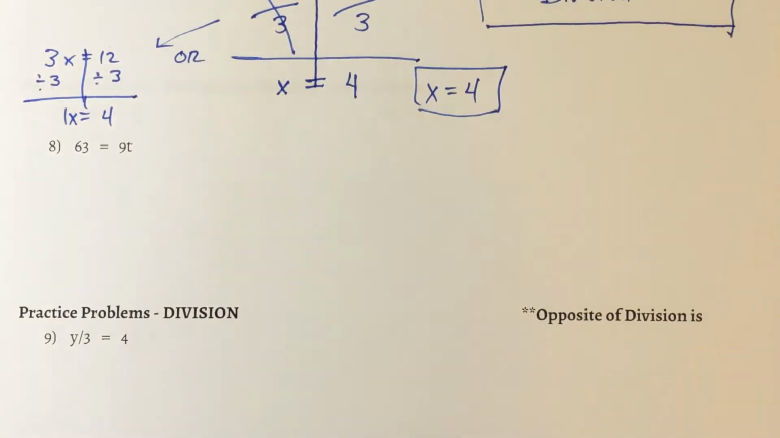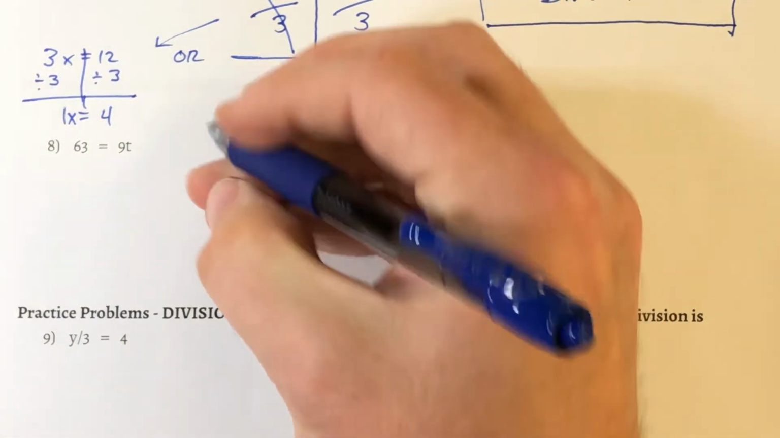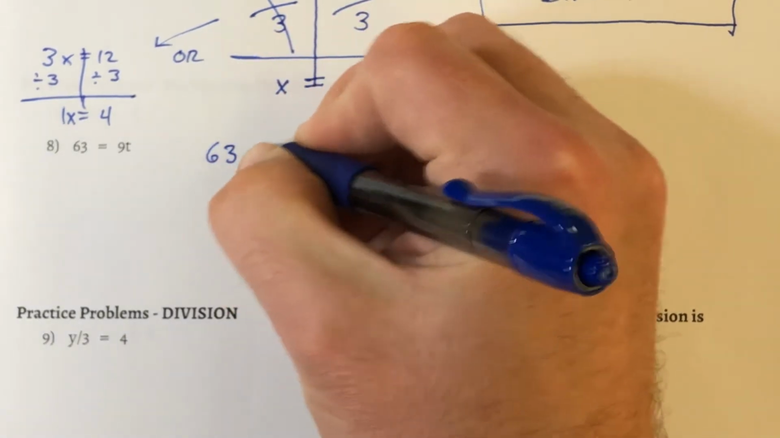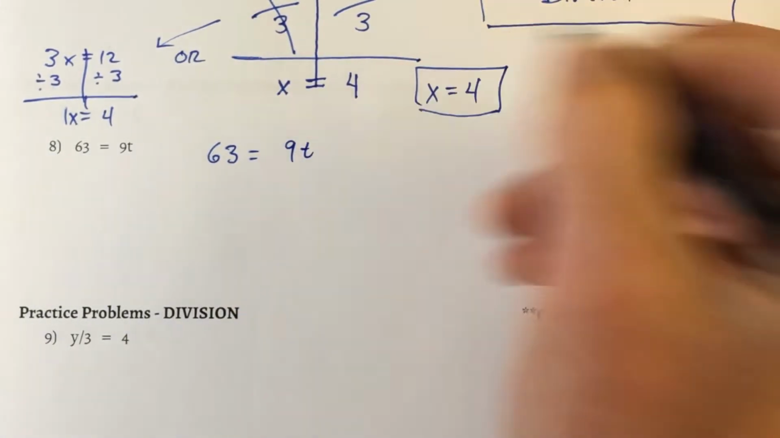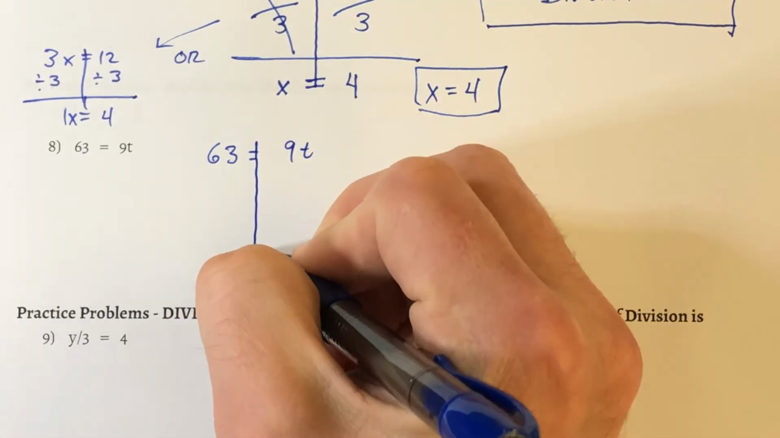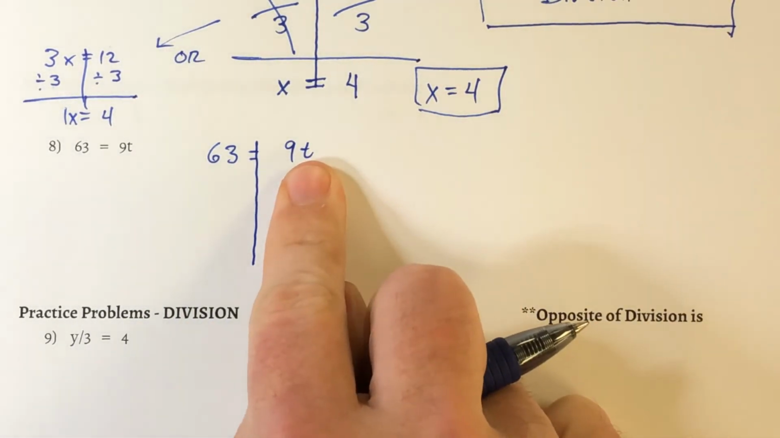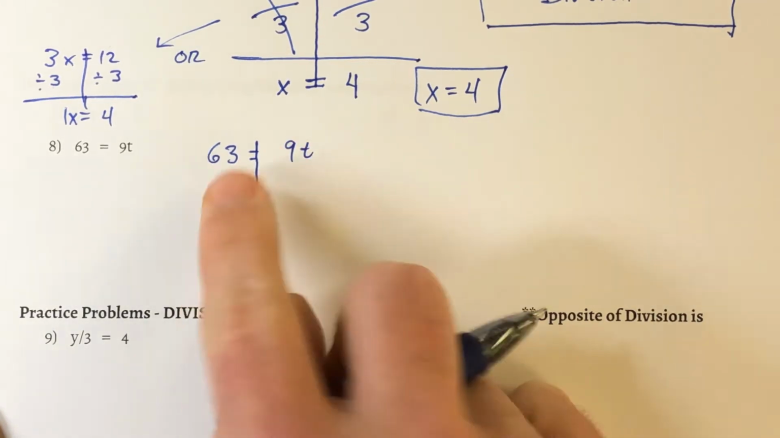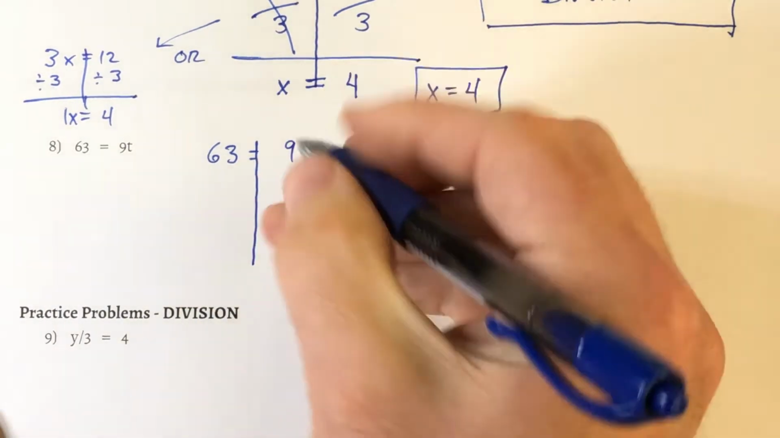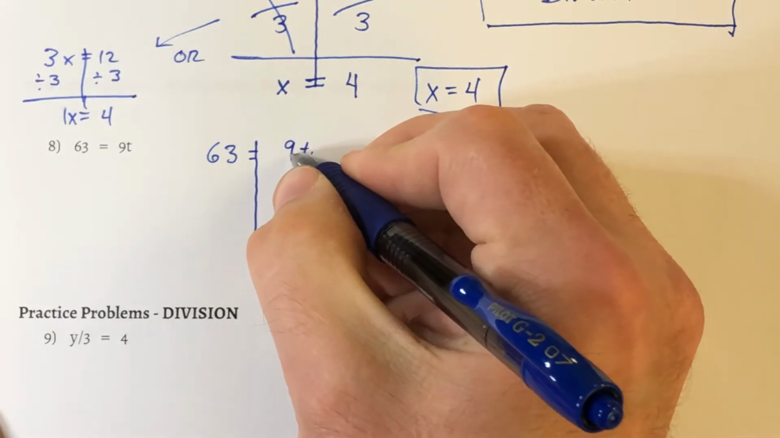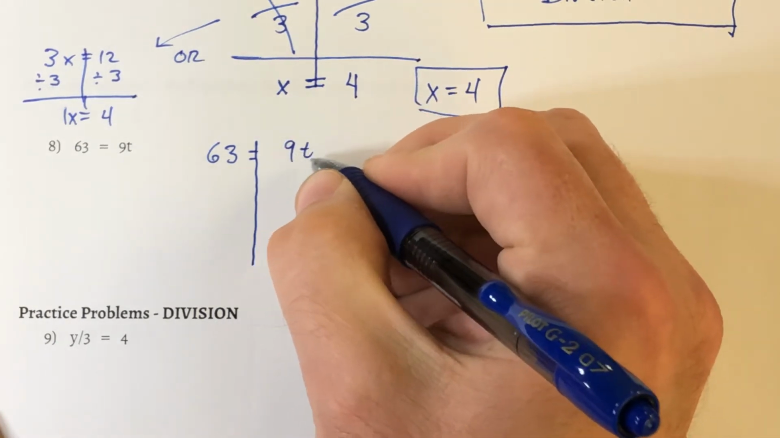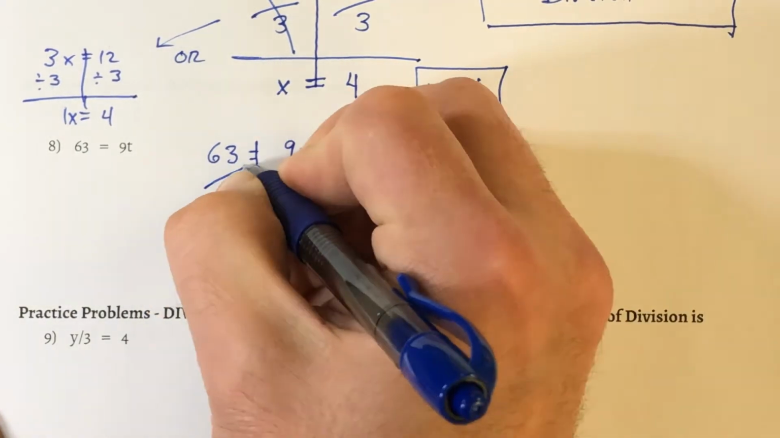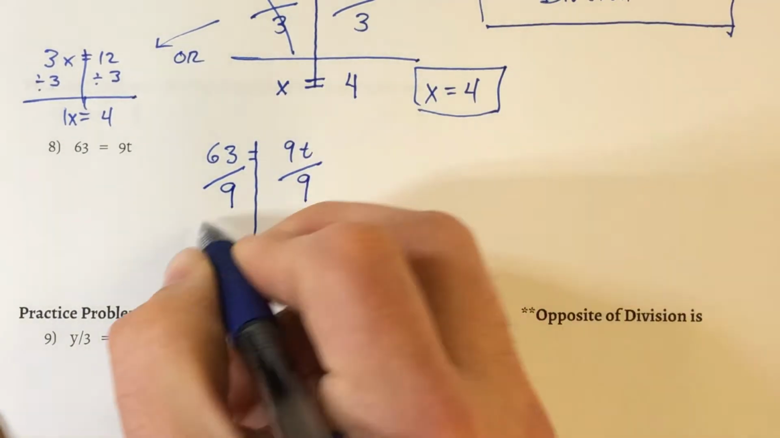Next one, 63 equals 9t. Not 90, 9t. So our objective is to get the variable by itself. So t equals, whatever the answer is. So 9 times what is 63? Do the opposite of what they do. So if I need to get rid of the 9, I need to do the opposite, which is divide by 9. What you do to one side, do to the other.